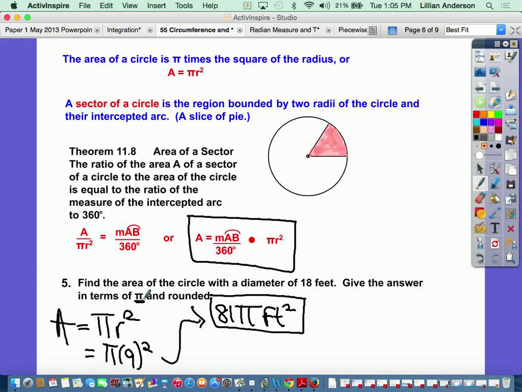Now, rounded, all you do is multiply 81 by 3.14 to get 254.3. Can we use the pi value? You can, but I'm almost certain they're going to say it's 3.14, so all the answers will be the same. Again, the answer with pi in it is the exact answer. It's also what's known as being left in terms of pi. You do not multiply the pi through. Does everybody understand that?